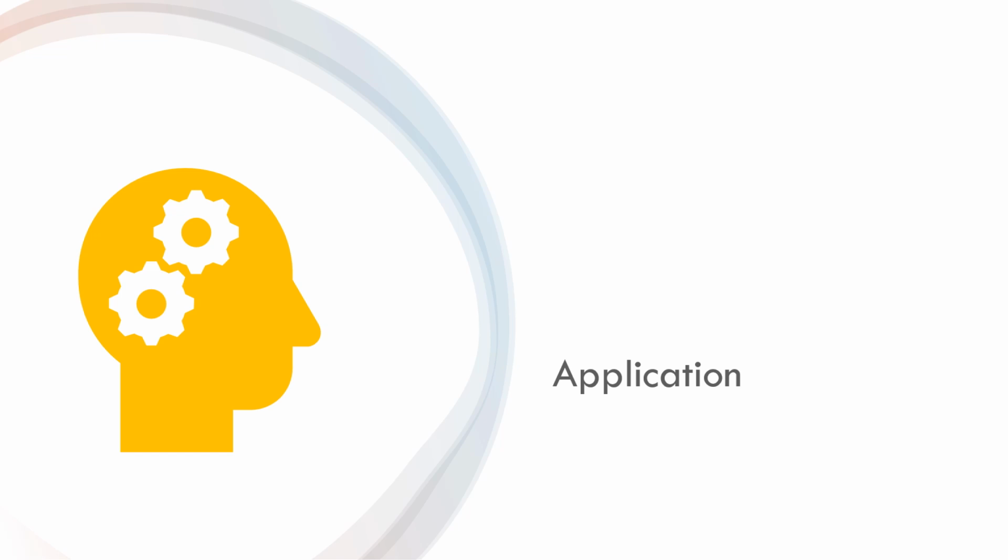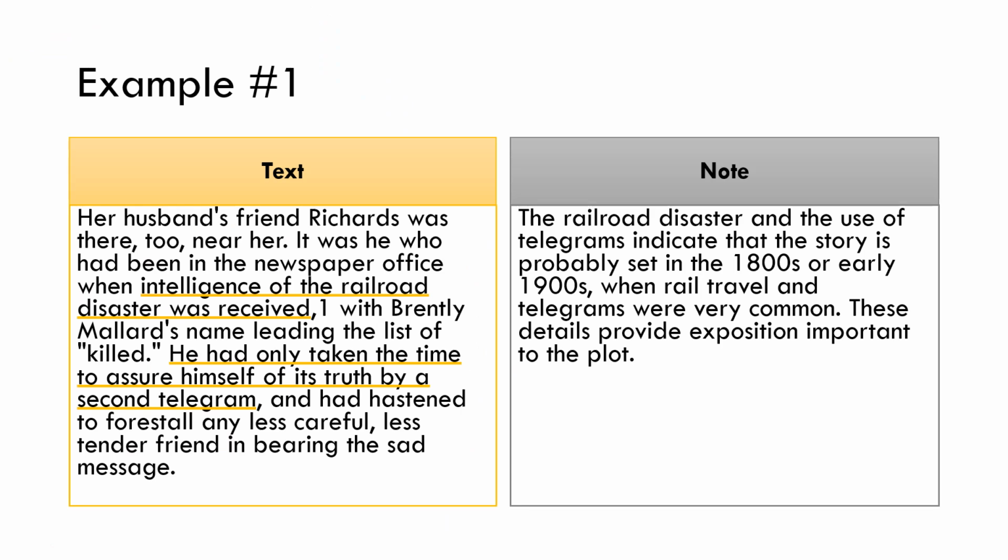Noticing details and reading closely can help you evaluate how key literary elements like characterization, theme, and setting shape the author's portrayal of the plot. Let's look at how one reader analyzes how the setting shapes the plot. The reader pays close attention to details that reveal the setting of the story. He notes that Richards learned about the railroad accident via telegram.